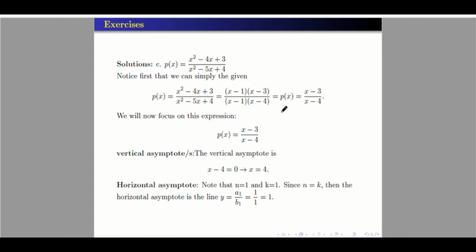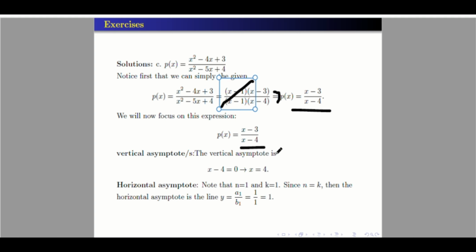Okay, next, let's go to C. So we have this expression. So simplify. Okay, here we can cancel x minus 1. So we will not include x minus 1 for our vertical asymptote. So we will focus only on this final expression or the simplified form. Okay, so the denominator is x minus 4. So to solve for the vertical asymptote, we equate this 1 to 0. So transposing negative 4 to the other side, we have x equals 4.